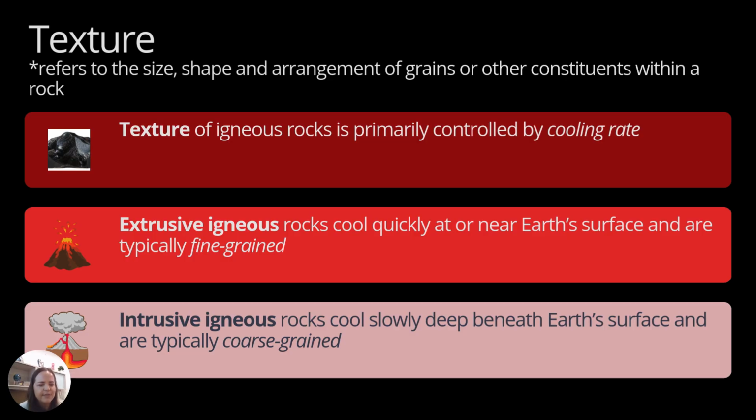So we have intrusive and extrusive igneous rocks, or volcanic and plutonic igneous rocks. Extrusive igneous rocks cool quickly at or near the Earth's surface and are usually fine-grained, which means they have really small crystals. Intrusive igneous rocks cool slowly deep inside Earth, and they generally have a coarse-grained texture, which means that the crystals are large.